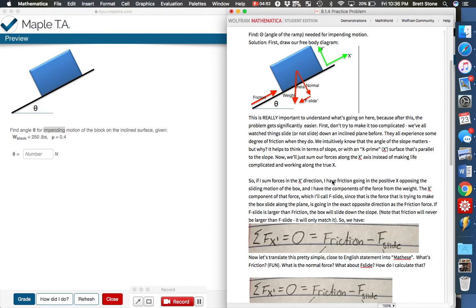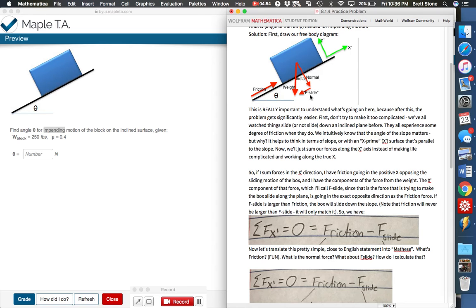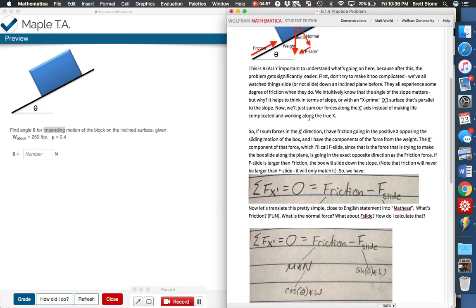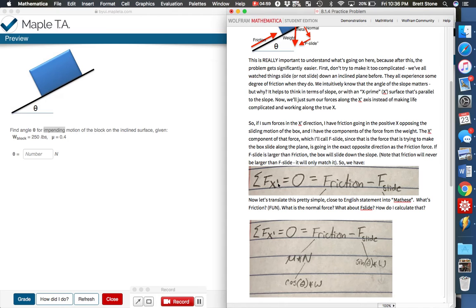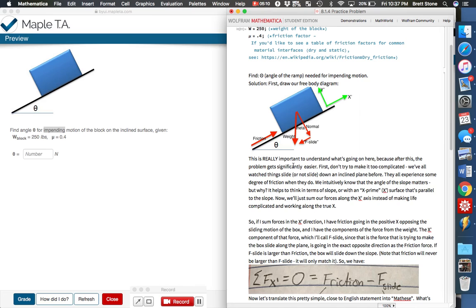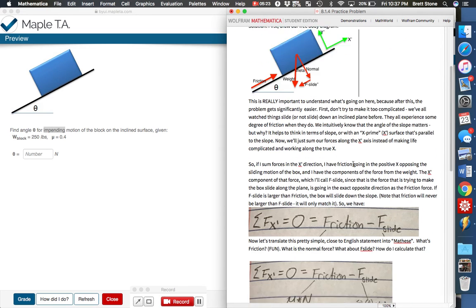So again, remember that we want friction to equal F slide. That's our sum of the forces in the x prime direction; that's what this little tick mark is, x prime. The sum of the forces in the x prime direction equals 0, that's impending motion, is equal to friction minus F slide, because the positive x direction is going up the ramp. So friction in this case is technically positive, F slide is technically negative. You could set it up differently if you want to.